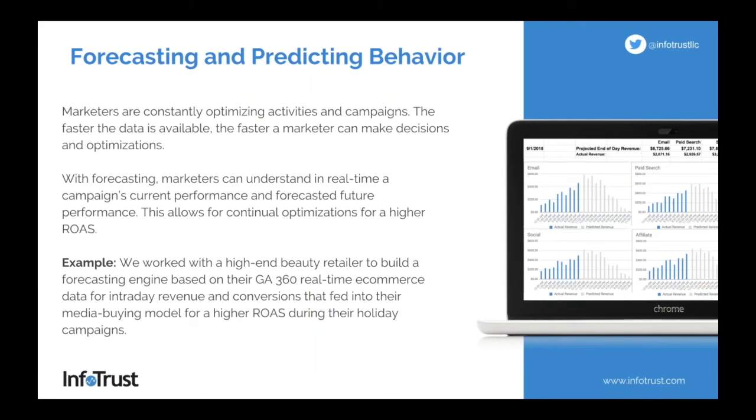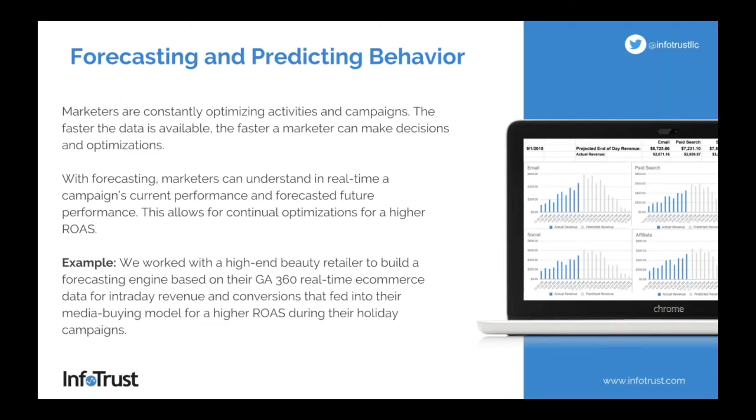Another piece is forecasting and predicting behaviors. So of course, marketers are constantly optimizing their activities, their campaigns, and we know the faster the data is available, the faster you as a marketer can make decisions, can make optimizations on that data. With forecasting, marketers can understand in real time or near real time a campaign's current performance and forecasted future performance. So this allows you to continually optimize your campaigns, your marketing activities for a higher return on advertising spend. That's what that ROAS means.